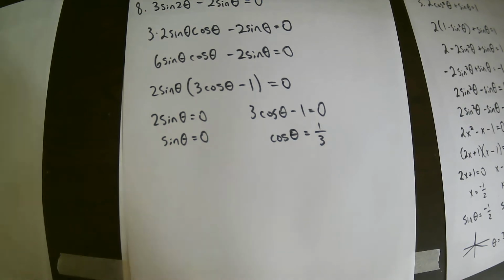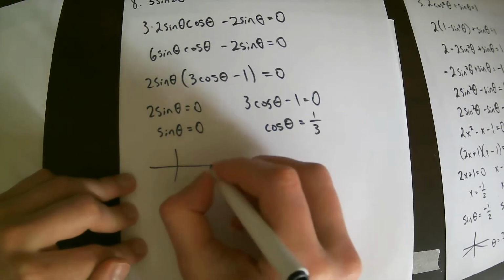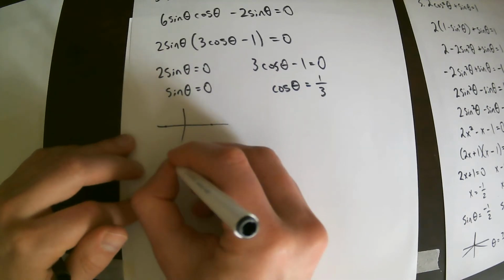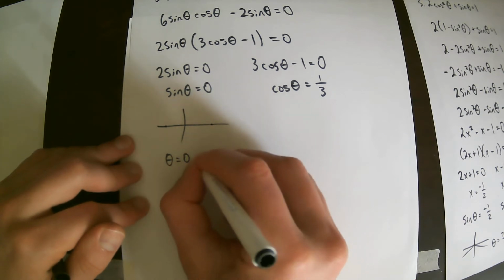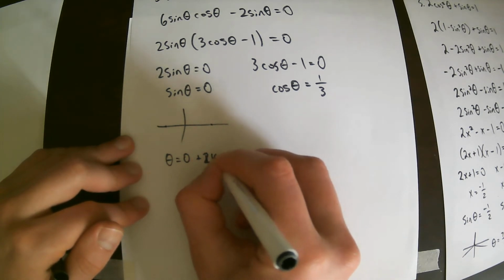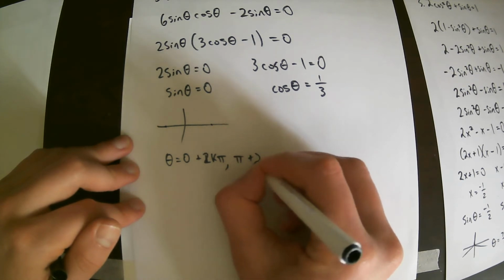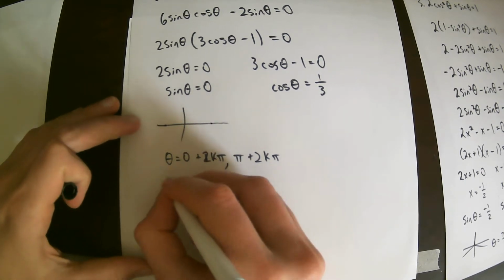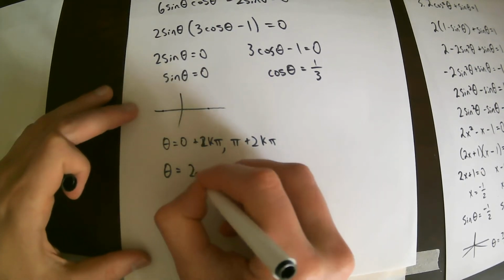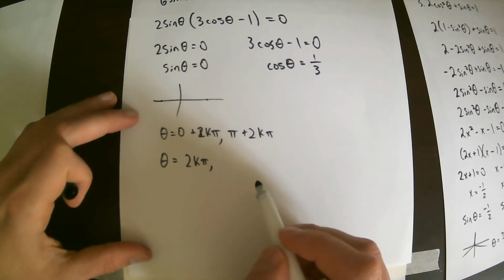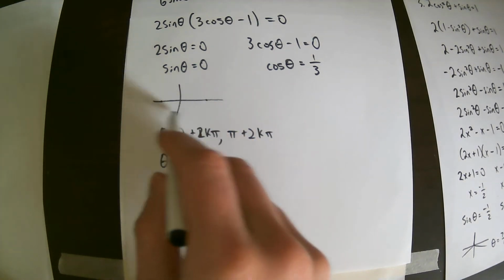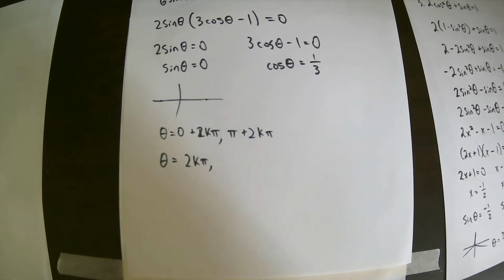Okay, so when is sine theta equal to 0? That's going to be here and here, so at 0 and pi. So over here, theta is equal to 0 plus 2k pi, and pi plus 2k pi. These can actually be simplified a little bit, because 0 doesn't do anything, so 2k pi, and then actually this can all just be summed up as a multiple of pi.